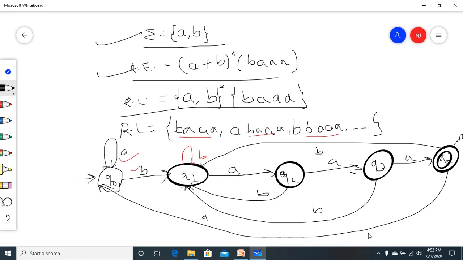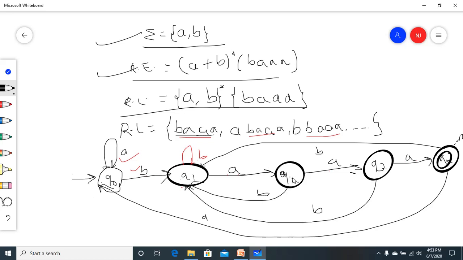How is it possible? Let me check one string. This is our string BAA, and now we have to test whether this string is acceptable or recognized by this machine or not. We are in the Q0 state. We read the first alphabet of the string, which is B. Then we transit from Q0 to Q1 according to our transition. Now we are in the Q1 state. We read A here, then we transit from Q1 to Q2 because this is the transition path. In Q2, we read the third character A.